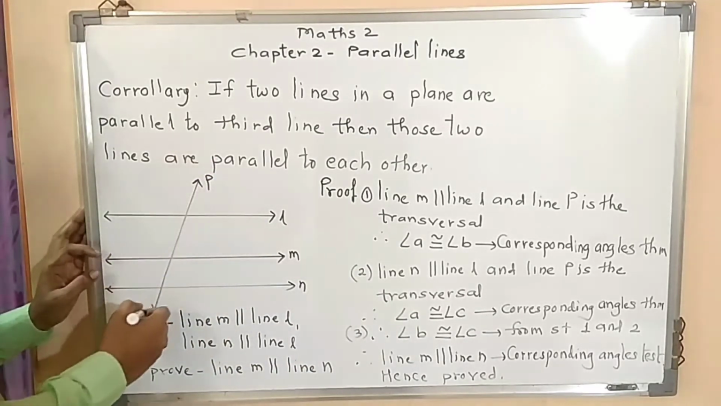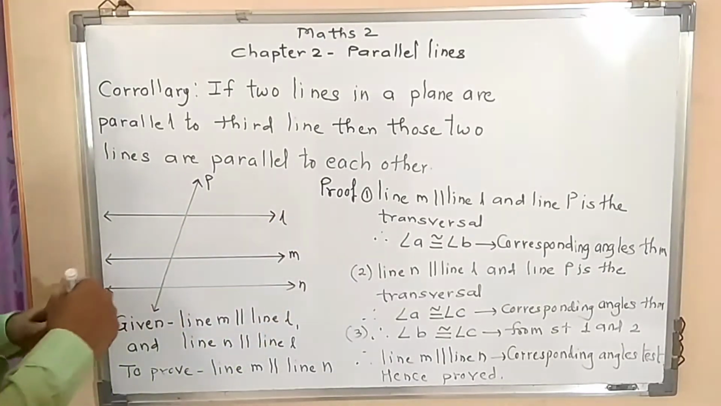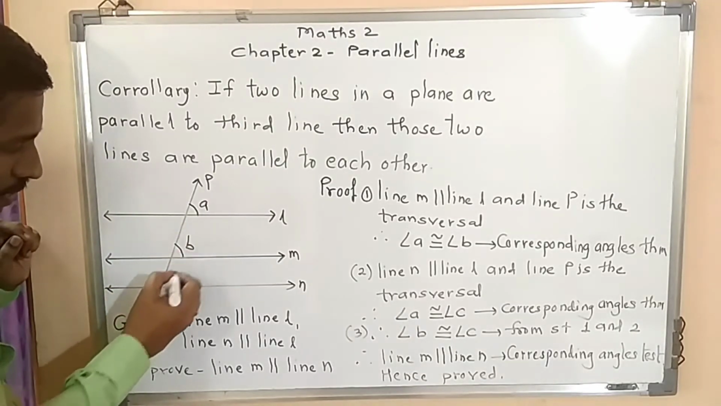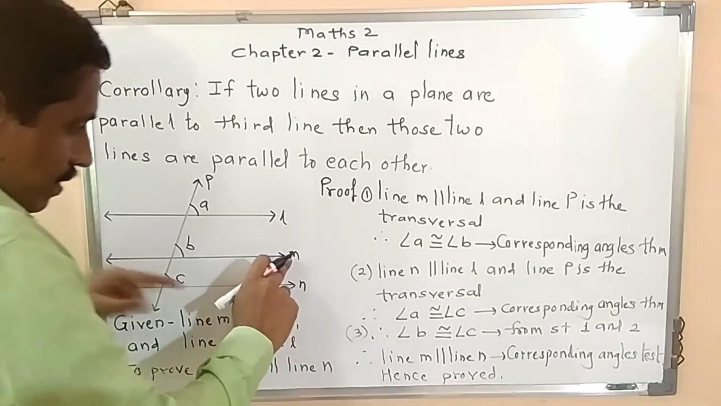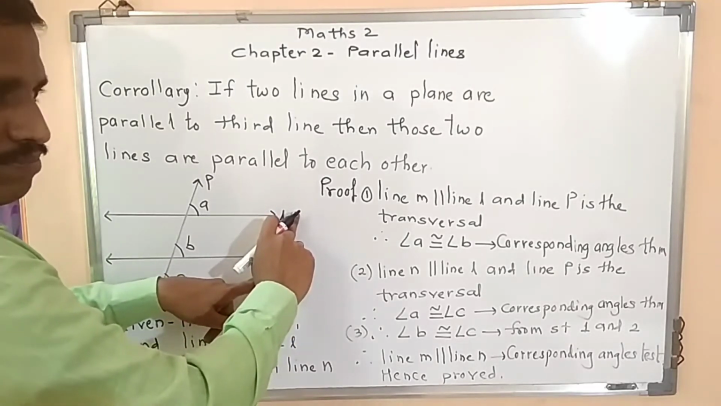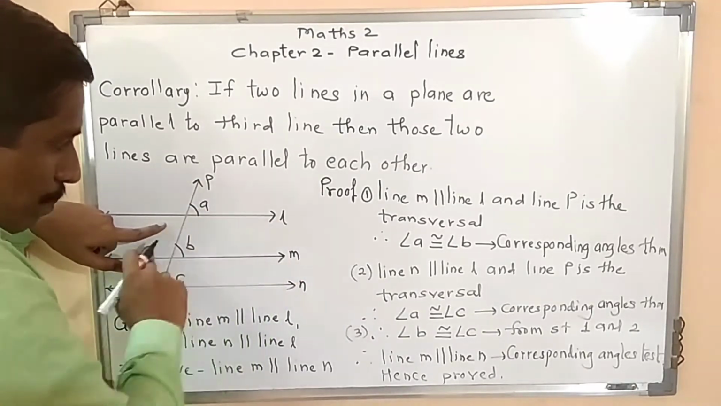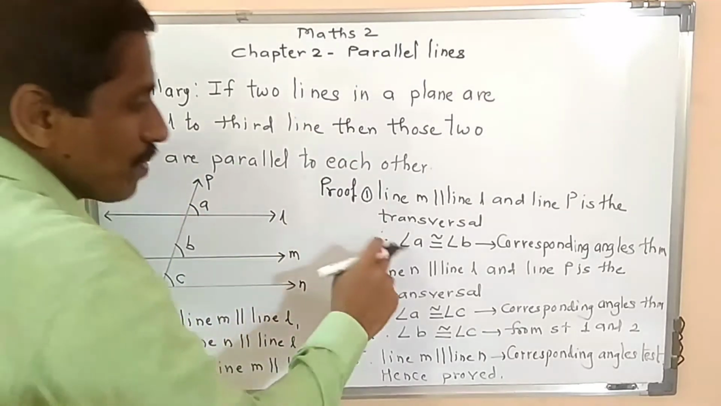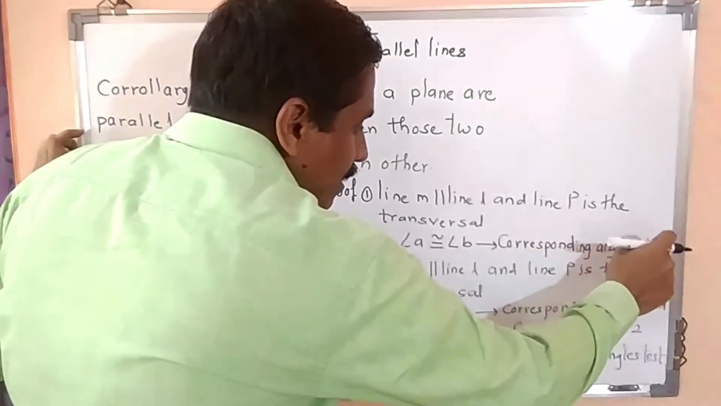I have taken one transversal. Let P be the transversal of all these three lines. Suppose this is angle A, this one is angle B, this one is angle C. Now, proof. First statement, line M is parallel to line L. So, what type of angles are these, angle A and angle B? If two lines are parallel, corresponding angles are congruent. This is called the corresponding angles theorem. So, angle A is congruent to angle B, corresponding angles theorem.